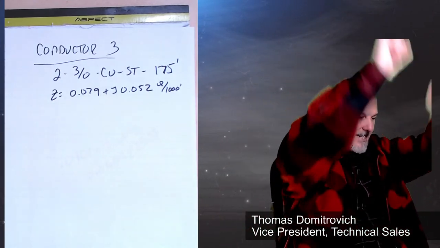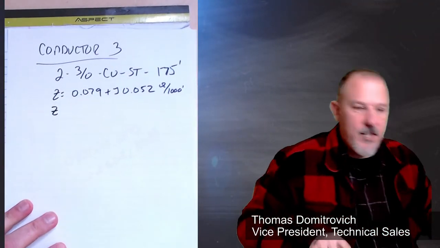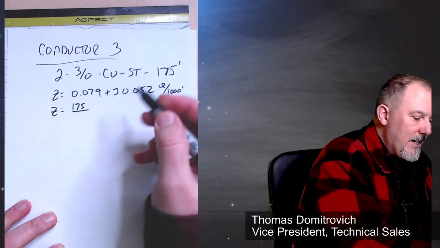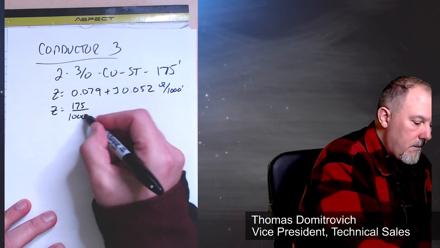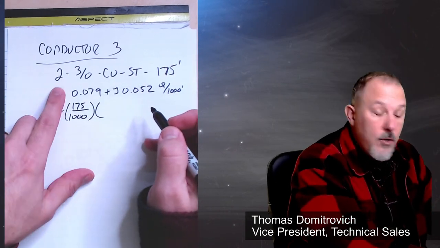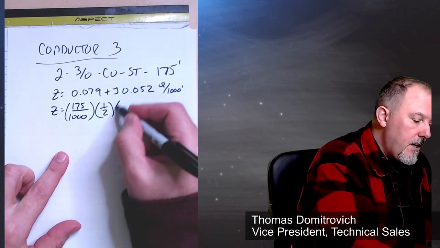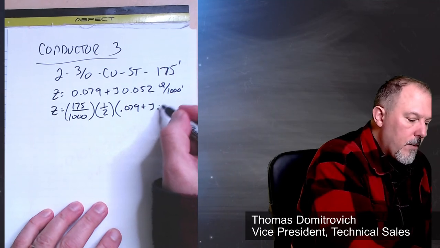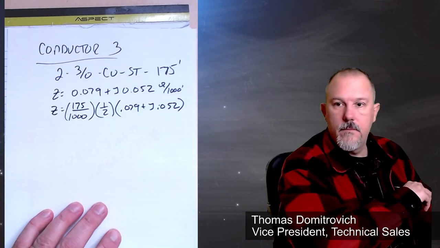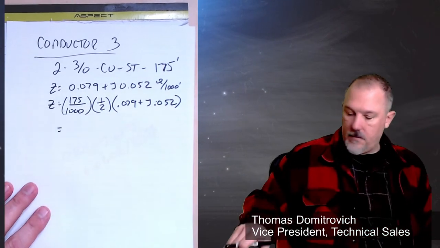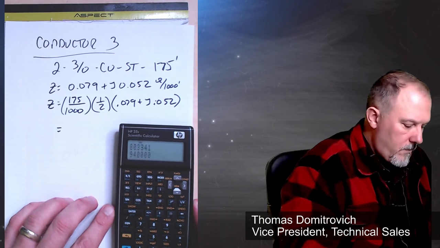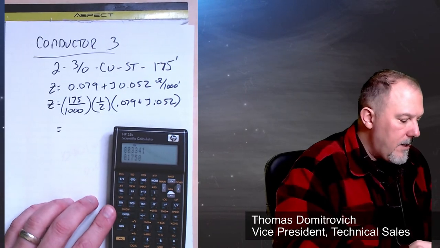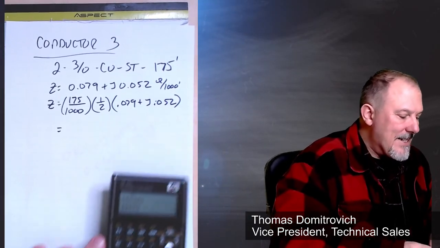All right. Now, what's our equation? We have 175 feet. So we have 175 divided by 1,000. And we have two conductors in parallel. So it's 1/2. This will give me ohms, 0.079 plus J 0.052. Capiche? So, get our calculator. Zero that out. 175 divided by 1,000. Divide that by 2. 0.0875.